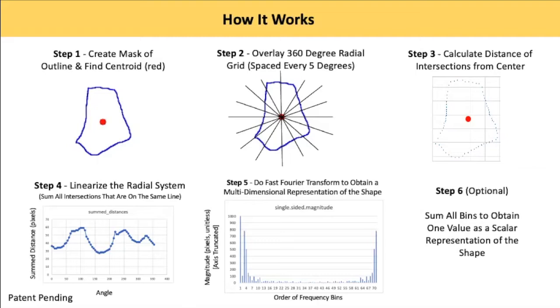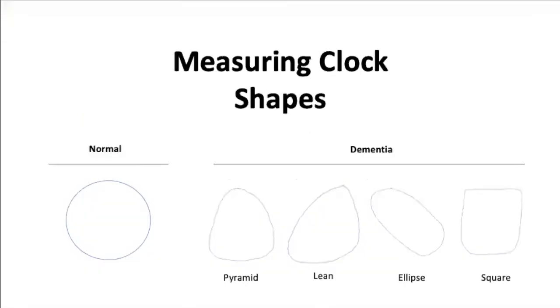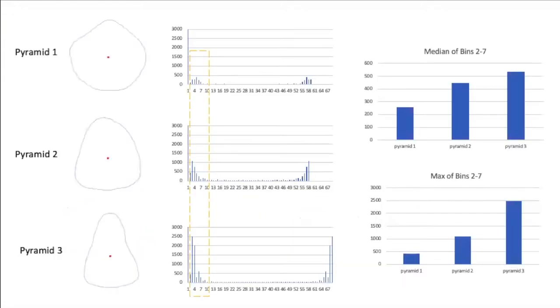This plot is a multidimensional representation of the shape that was drawn in step 1. And then finally, in step 6, we can create a scalar representative value to represent the shape in step 1 by creating an index from the values in the frequency plot. Normal clocks drawn by healthy individuals have a nearly perfect circular shape. Dementia, however, can cause people to draw odd clock shapes, such as those seen in the bottom right of the slide. So our first theme are clock shapes that progressively become more like pyramids.